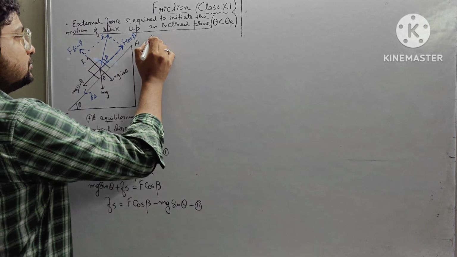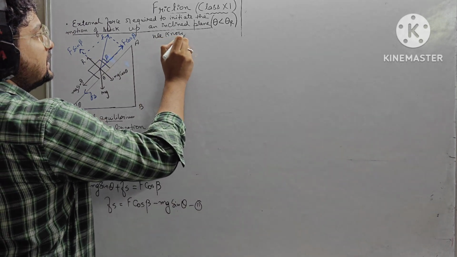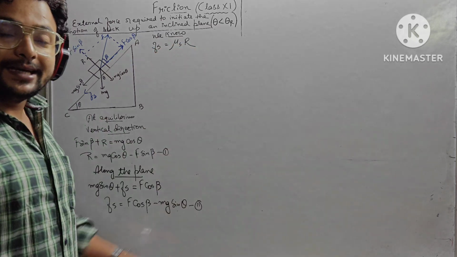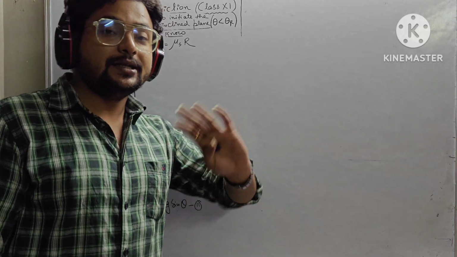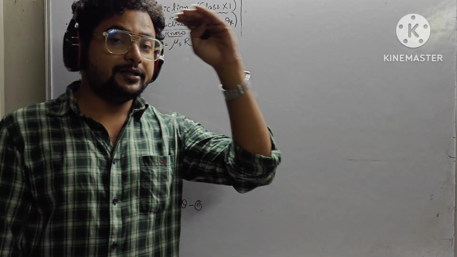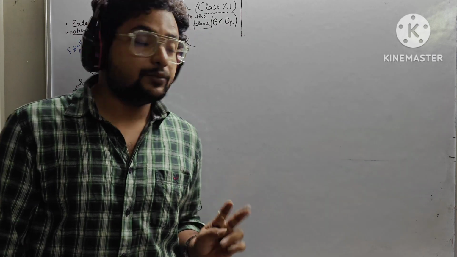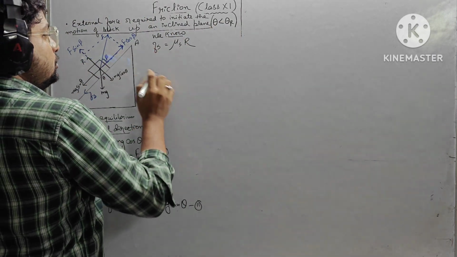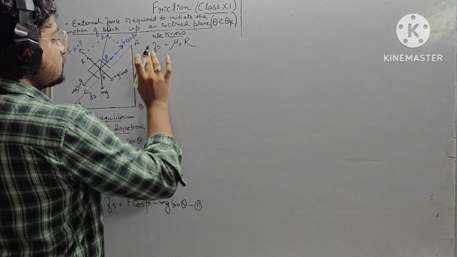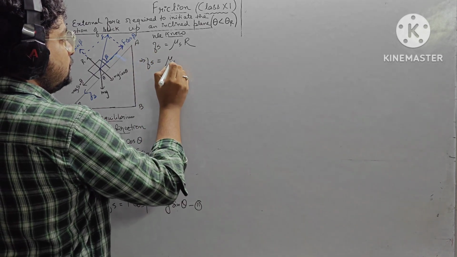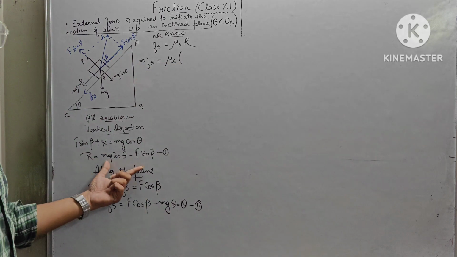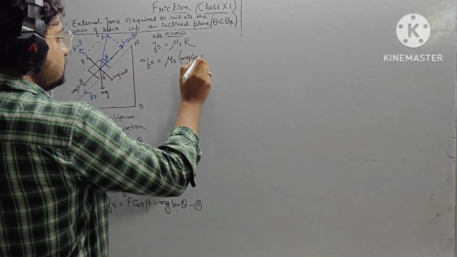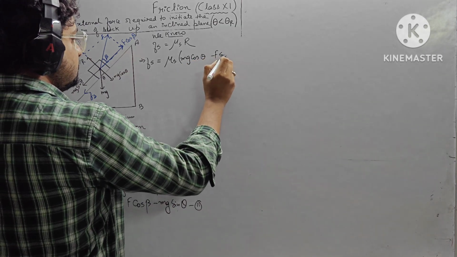Now we know, as I said earlier, in this case the maximum friction is acting, because friction is a self-adjusting force. It can increase and reach a maximum value, after which it cannot increase anymore. So Fs is going to be mu s into, using equation 1, putting the value of R, mg cos theta minus F sin beta.